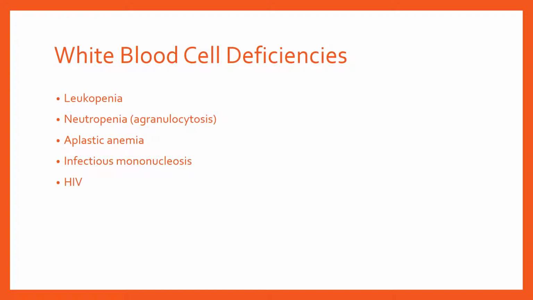Aplastic anemia and infectious mononucleosis are other sources for white blood cell deficiencies to occur. So not only white blood cell disorders can affect the count of white blood cells, but other instances such as infectious disease, viral disease, or even anemia can too.